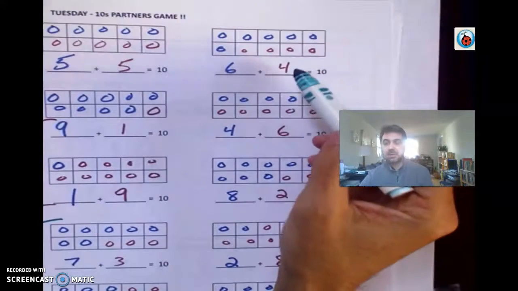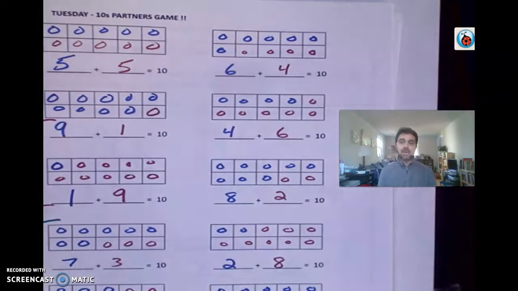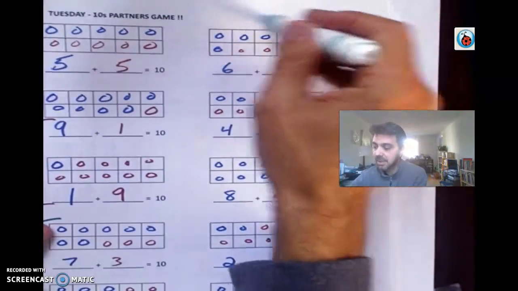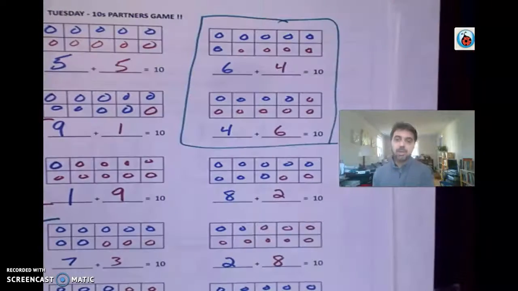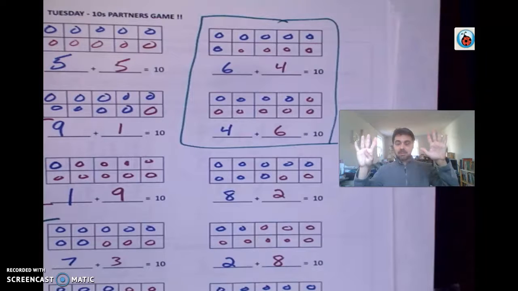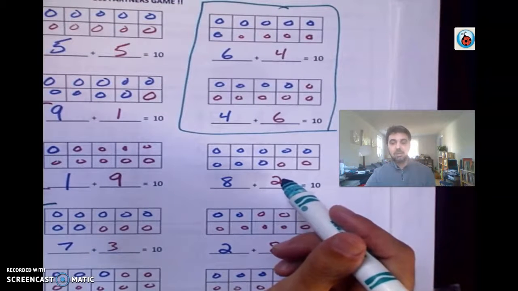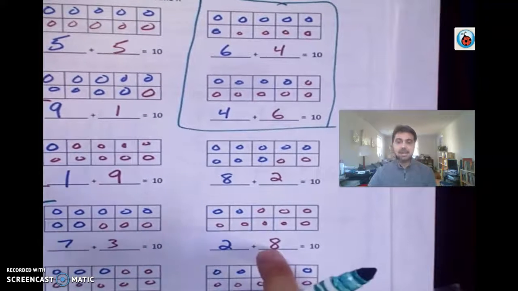Raise your hand if you saw that 6 plus 4 equals 10. 6 and 4 are tens partners. Raise your hand if you saw that 4 and 6 are tens partners. Again, do you see that it doesn't matter which order they go in, it still equals 10? 4 and 6 is 10. And then raise your hand if you saw that 8 and 2 are tens partners. Now raise your hand if you saw that 2 and 8 are tens partners.